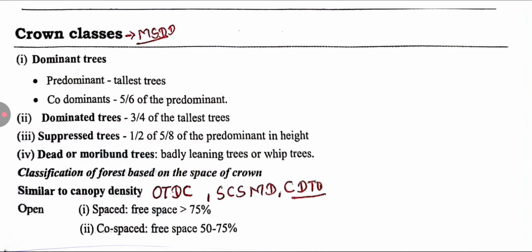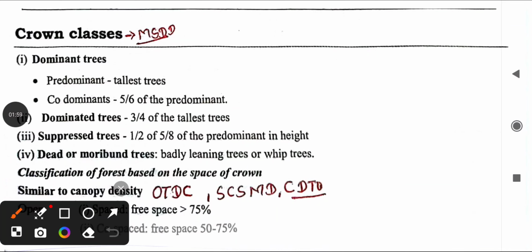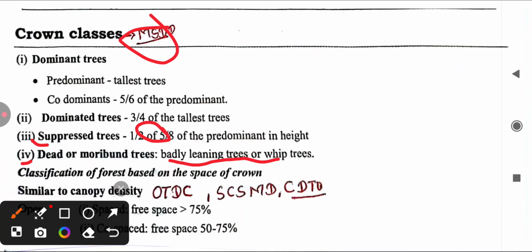And crown classes. Dead and moribund tree, badly leaning tree or whip tree. Suppressed tree: 1/2 of 5/8 of the predominant in height.